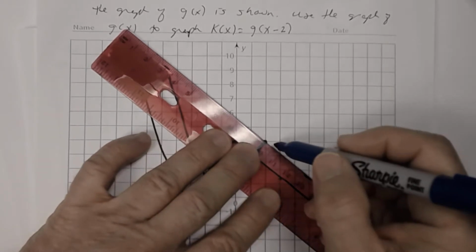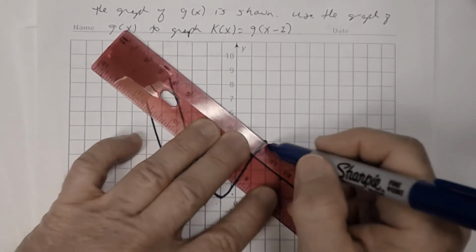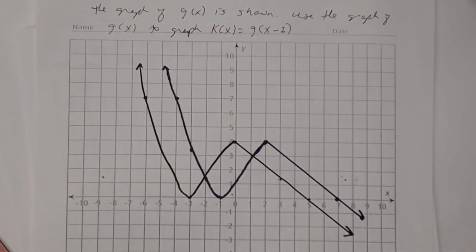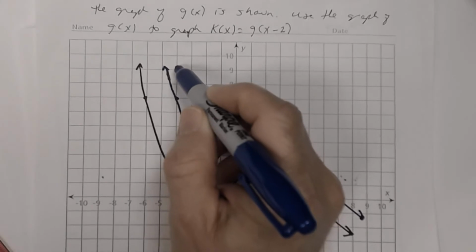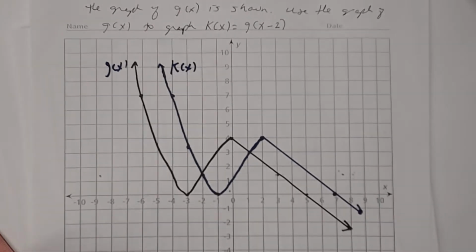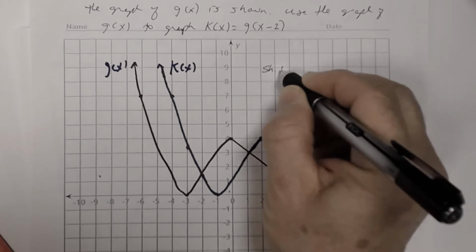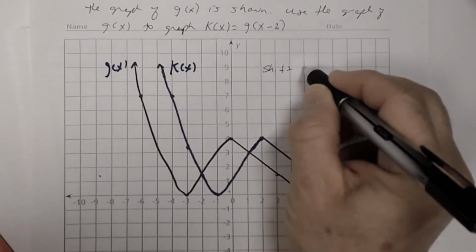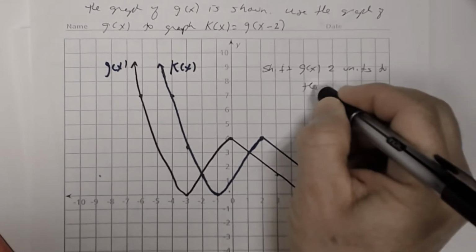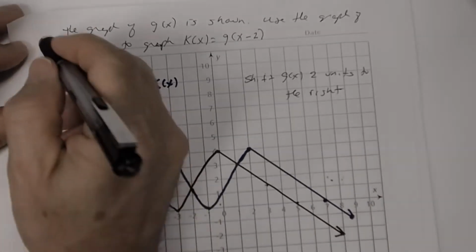And so I get something that looks like this. Okay? All right. So there's a graph. So that is k of x right here. So that's k of x, and this is g of x. All right. So remember what we did here. What we had to do is shift g of x 2 units to the right. Okay? All right. So that's number 2.